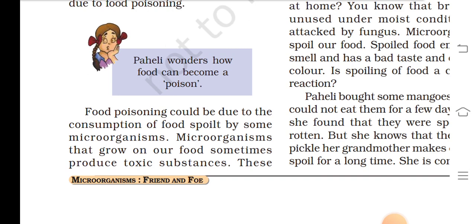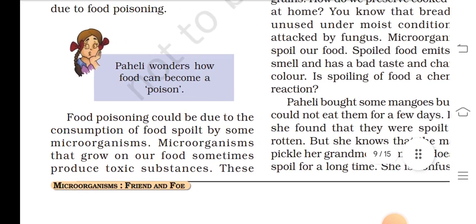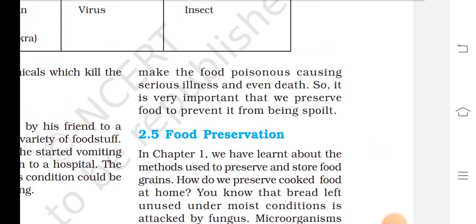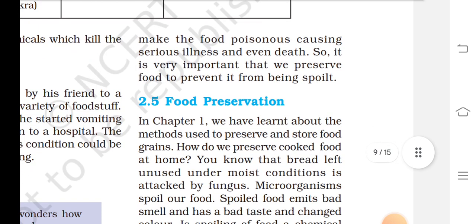Food poisoning could be due to the consumption of food spoiled by some microorganism. Microorganisms that grow on our food sometimes produce toxic substances. These make the food poisonous, causing serious illness and even death. So it is very important that we preserve food to prevent it from being spoiled.